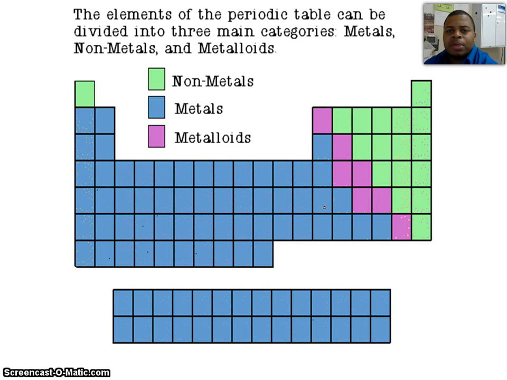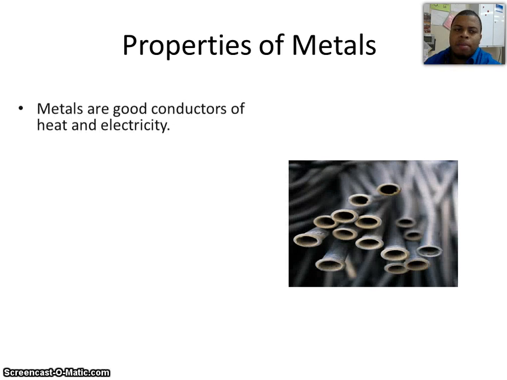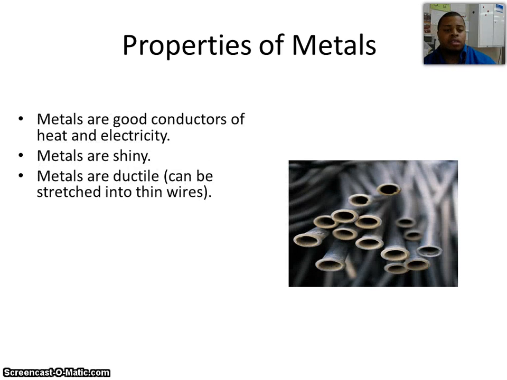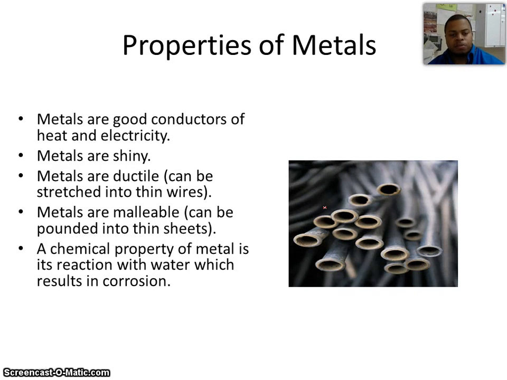Now, the elements themselves can be divided into three main categories. The big blue section being our metals, the light green section being our nonmetals, and in between we have our purple, which are our metalloids, which are going to exhibit properties of both metals and nonmetals. Metals themselves are going to be good conductors, shiny, ductile, which means they can be stretched into wires, malleable, which means they can be pounded into sheets, and when they react with water and many other acids, they're going to have corrosion result from it.